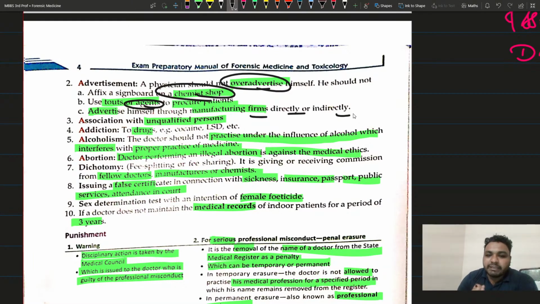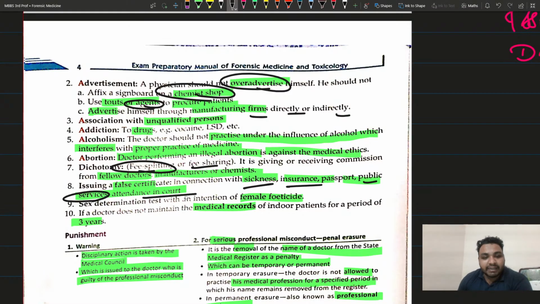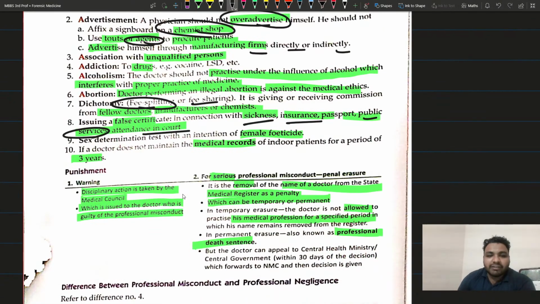Abortion: a doctor performing an illegal abortion is against medical ethics. Then there is fee splitting or fee sharing. Basically, it is giving or receiving commission from a fellow doctor or manufacturer. For example, okay, I have a gastro patient, I'll send him to you, and if it gets solved, you send one back to me, and you give compensation, say 15% or 30%. This is the kind of dichotomy that we are talking about. Then coming to the issuing of false certificates in connection with sickness, insurance, passports, or public services attendance. Sex determination is with the intention of a female fetus.